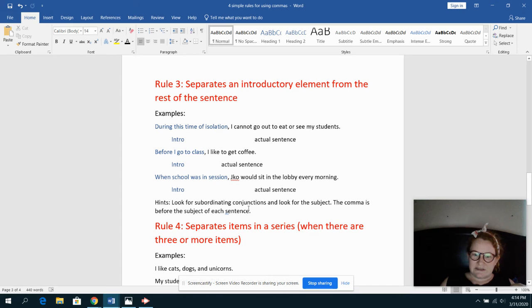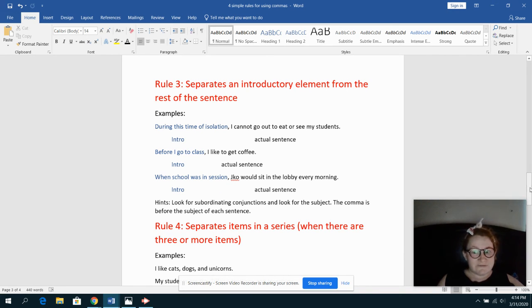Look for subordinating conjunctions: during, before, when. These can help you know that you have to have a comma, right? Because the subordinating conjunction is at the beginning of the sentence, like we've said before. And look for the subject. So we know the subject I, the subject Jakeo. We know we have to have our commas before that.